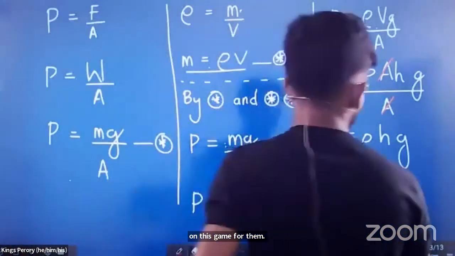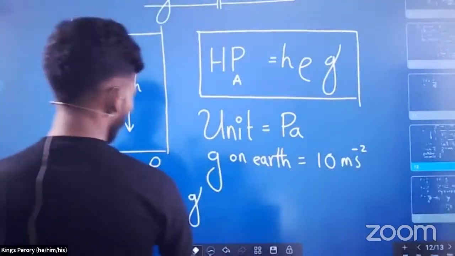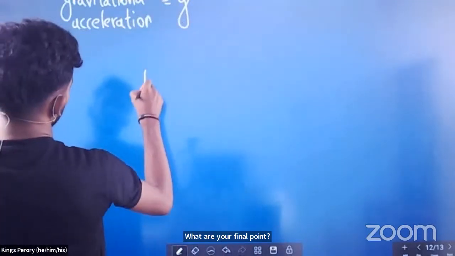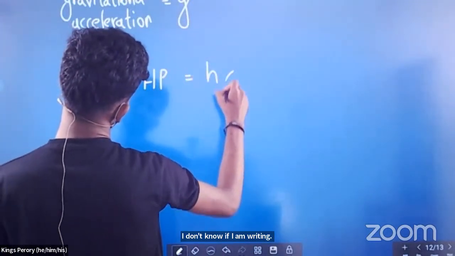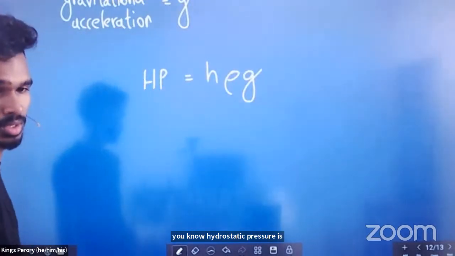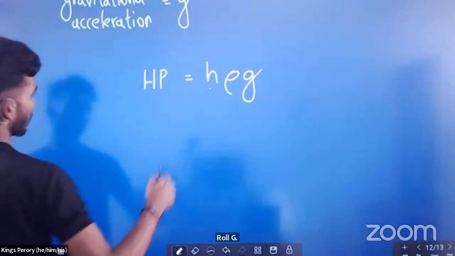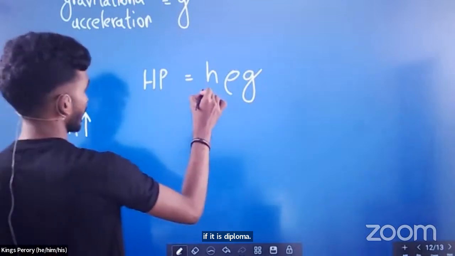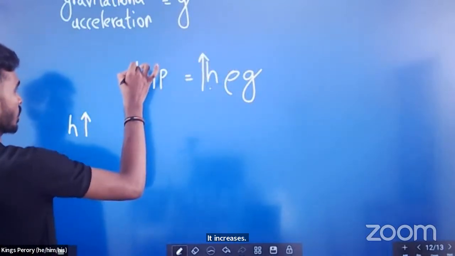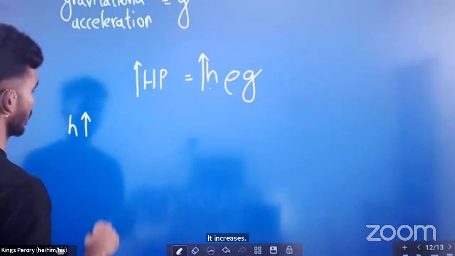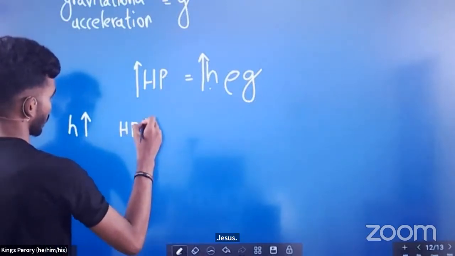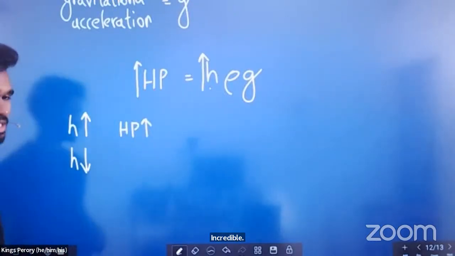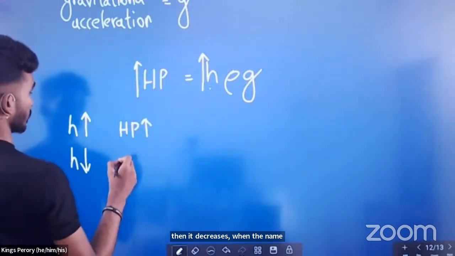Alright, so that is that. One more final point. We know hydrostatic pressure is h rho g. Using the equation, you all tell me, depth h is depth now. When depth increases, what will happen to hydrostatic pressure? It will also increase. When h decreases, when the depth decreases, what will happen to hydrostatic pressure? Decrease.